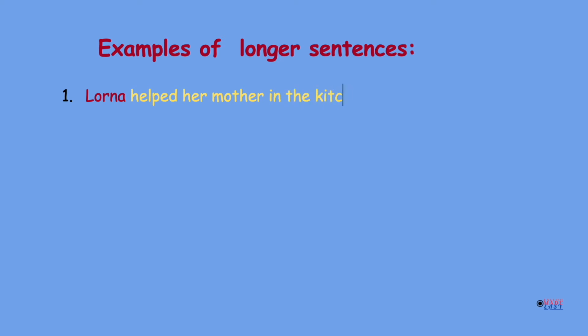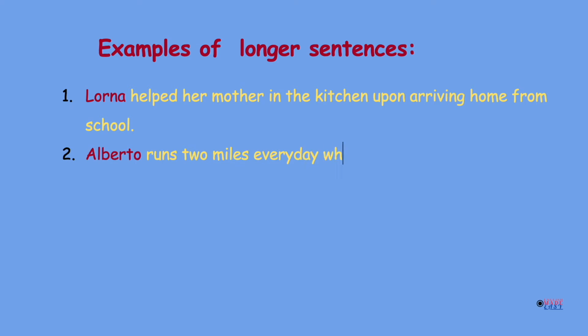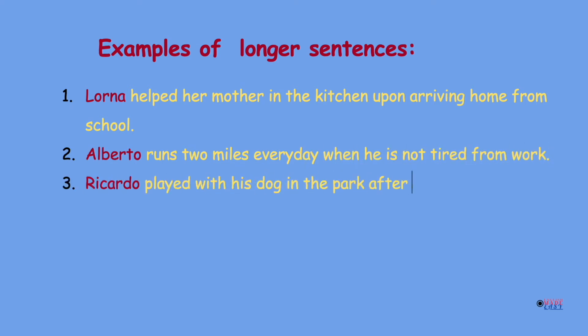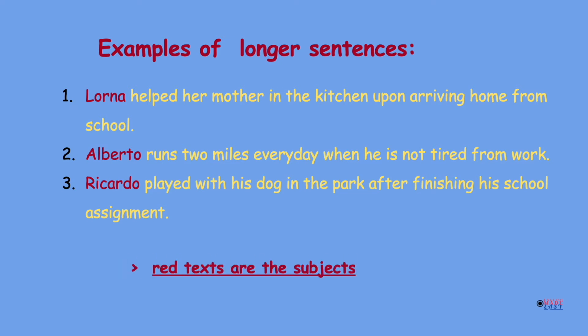As I have mentioned earlier, sentences can either be short or long. I've just shown you short sentences, and now here are some examples of longer ones. Number 1, Lorna helped her mother in the kitchen upon arriving home from school. Number 2, Alberto runs 2 miles every day when he is not tired from work. And number 3, Ricardo played with his dog in the park after finishing his school assignment. Again, the words in red text are the subjects and the yellow ones are the predicates.